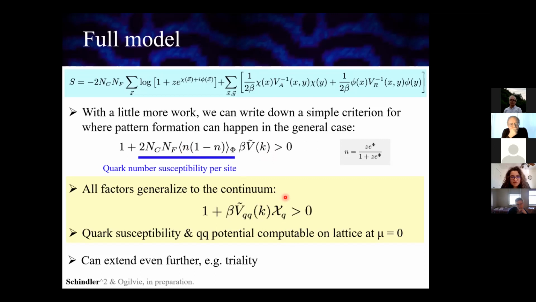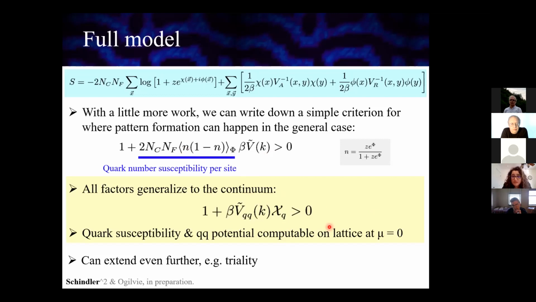Interestingly, both of these are computable on the lattice at mu = 0. There's a sign problem at higher values, but presumably if somebody could circumvent the sign problem in those cases, find some neat trick, these are all numbers we can just compute on the lattice. And that would give us a simple estimate of the critical region. So right here, we've written down something we could potentially calculate to guess where the pattern formation occurs.